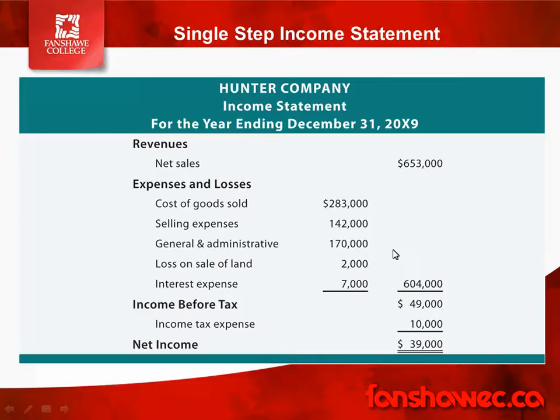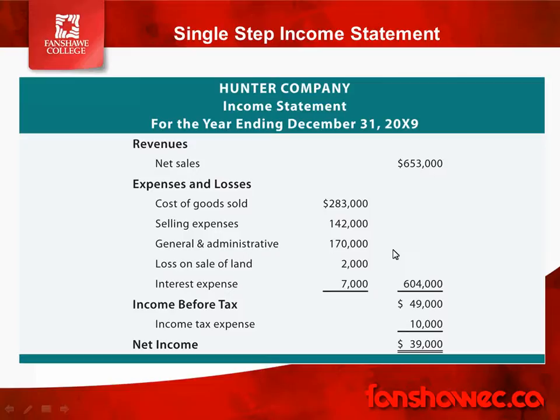Okay? And the expenses and losses, that's our second section. Remember, two sections, revenues and expenses. So we've got our expenses and losses, and they've got some things listed here: cost of goods sold, selling expenses, general and admin, loss on the sale of land, interest expense. You can see that they've condensed it quite a bit by grouping all of their selling expenses together and grouping all of their general and admin together. In that second section, they just listed all their different expenses and then subtotaled them up. So the subtotal that they came to was $604,000, right?